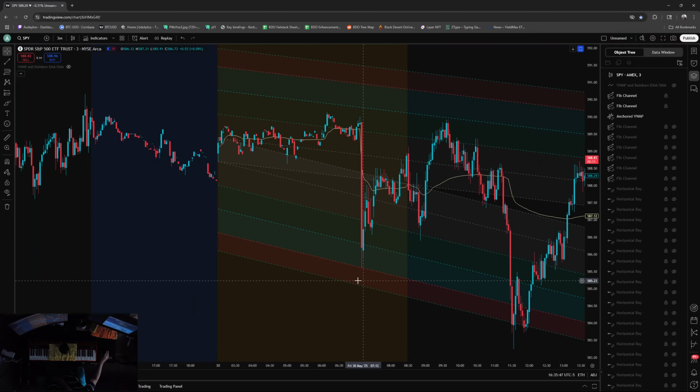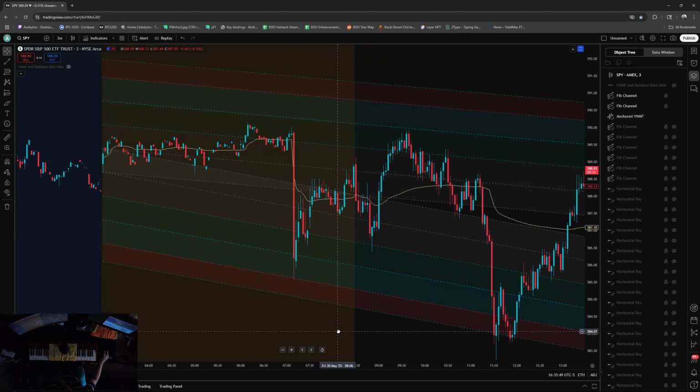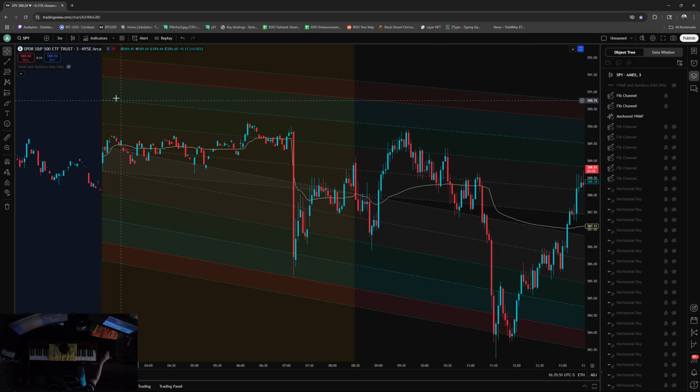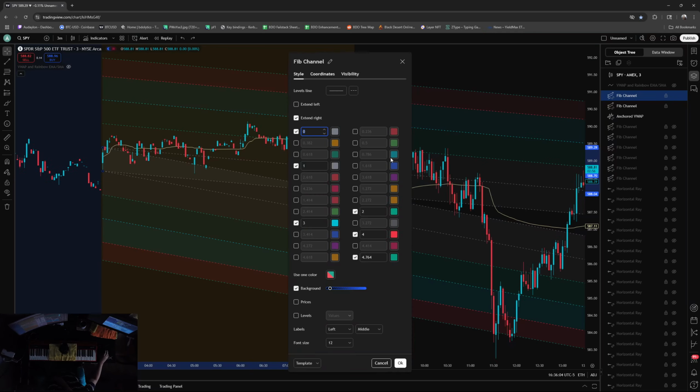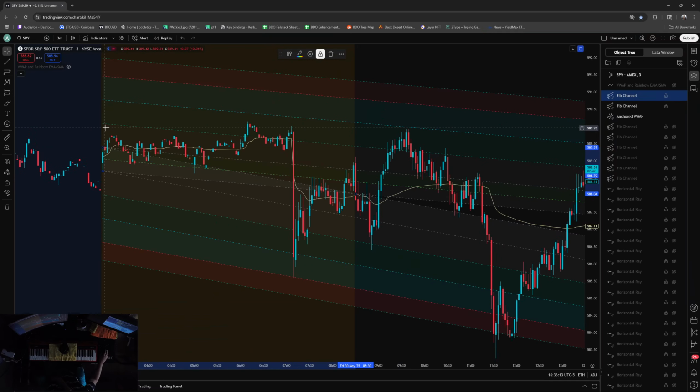So here we have our two channels, and right away we can see in the early hours there's probably a Fibonacci channel somewhere in here that I do not have marked out. So let's go ahead and mark that out real quick. I keep it simple with the 0, 1, 2, 3, 4 because it makes things easier to see, but we can see that the 0.5 Fibonacci channel does come in handy, right?